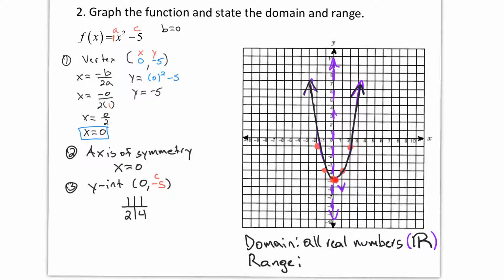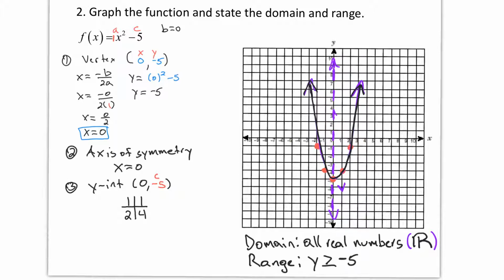Now the vertex goes through the -5. So the y values have to be greater than or equal to -5. So that's what it means. When the parabola is going up, we use a greater than for our range. So I'm going to put y is greater than or equal to -5. Now once again, the -5 comes from the vertex. That's your y value, and the parabola is going up. You can say it goes up from the vertex.